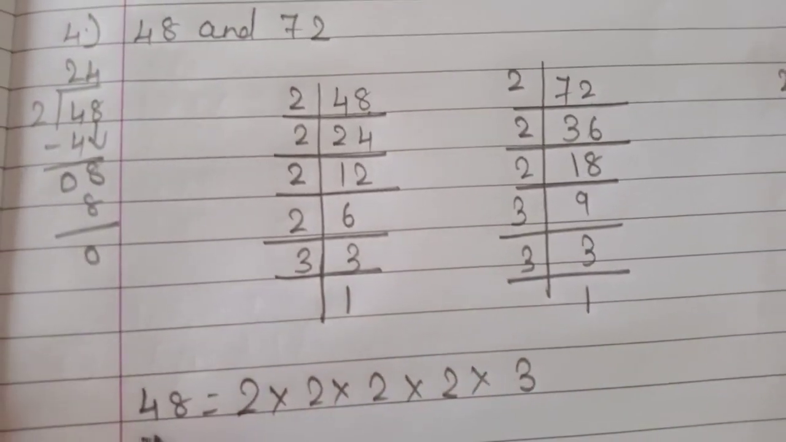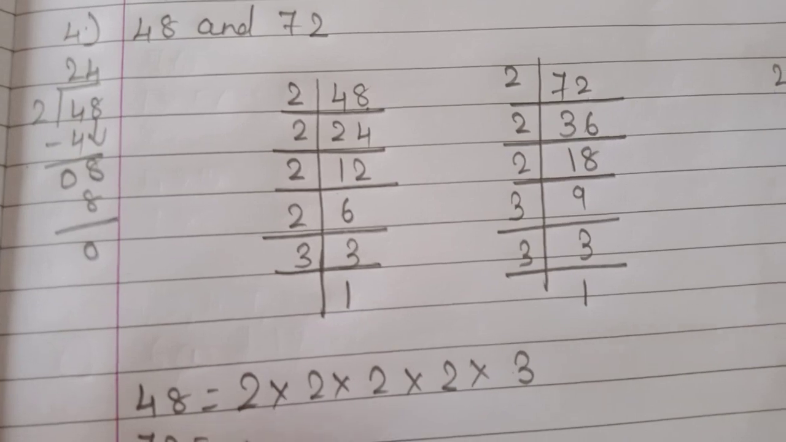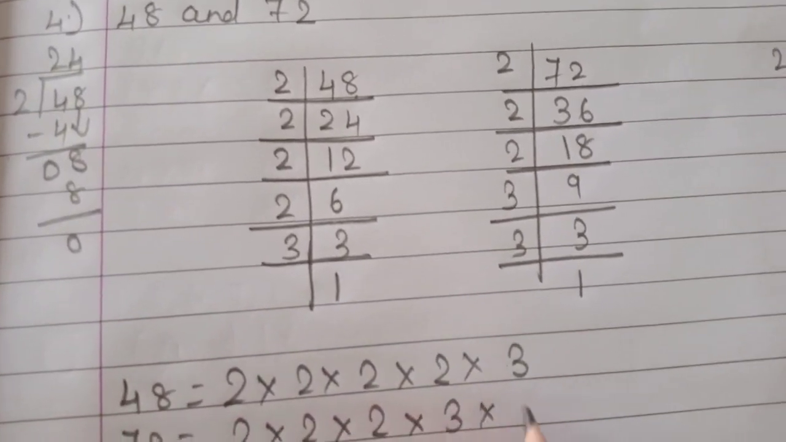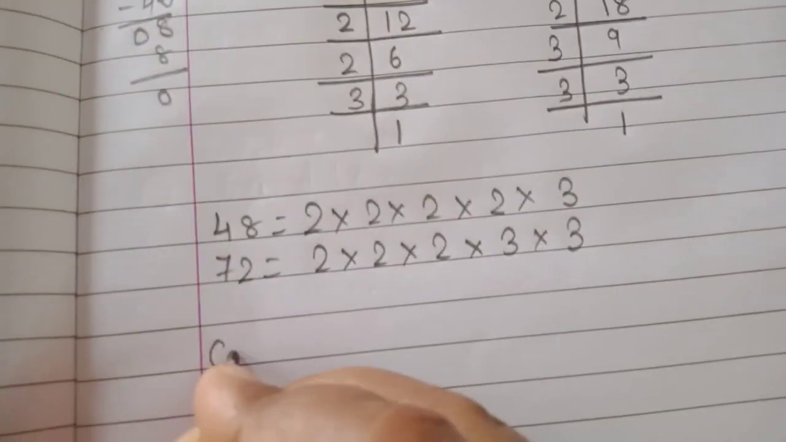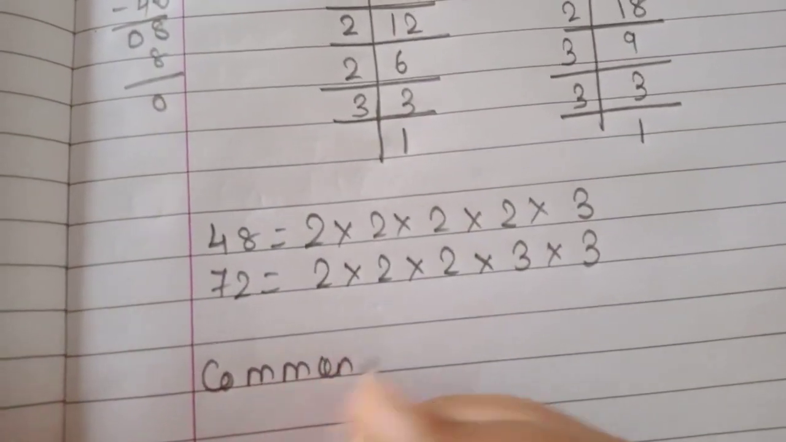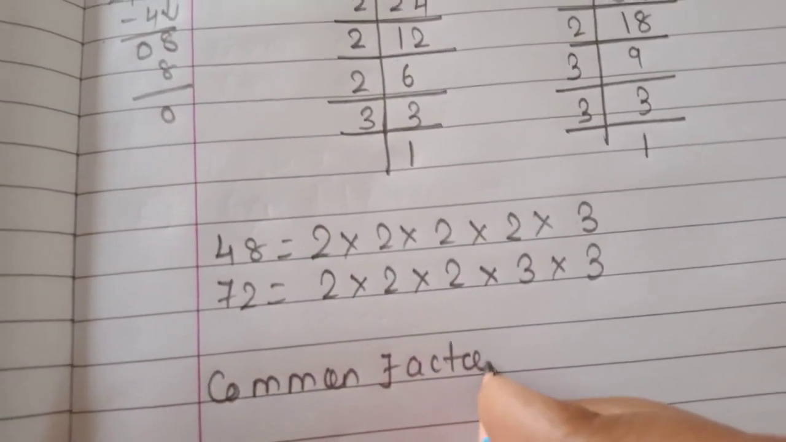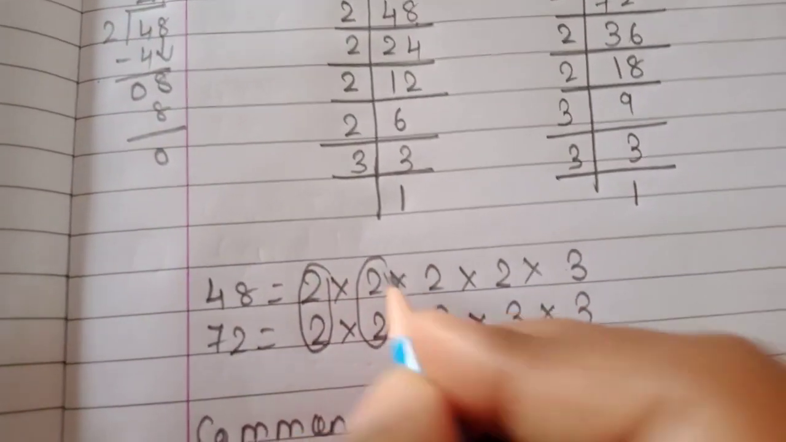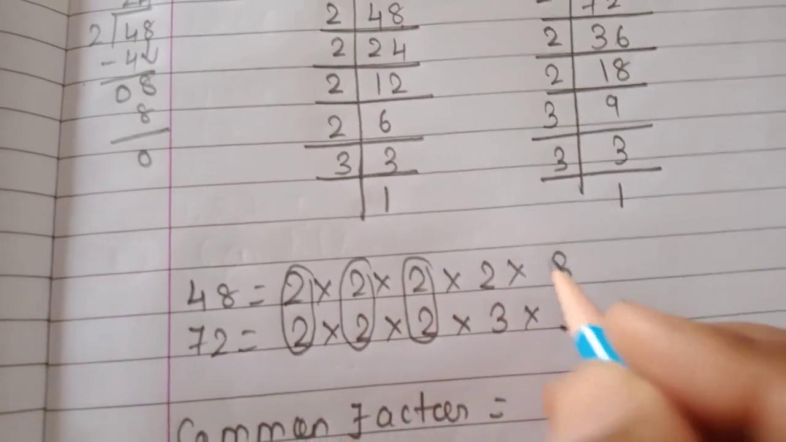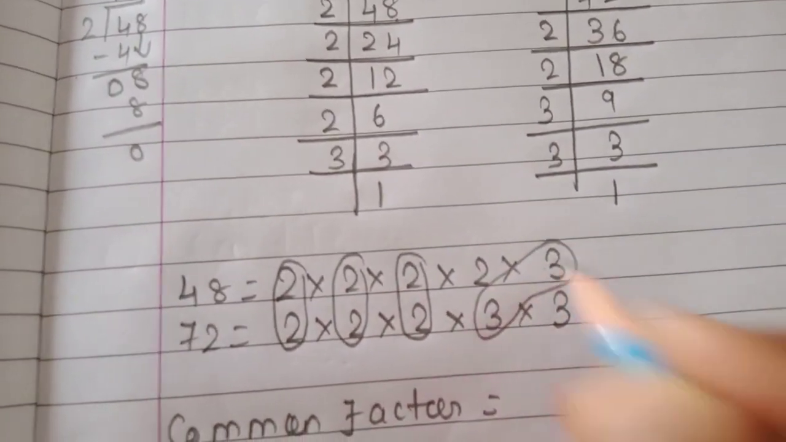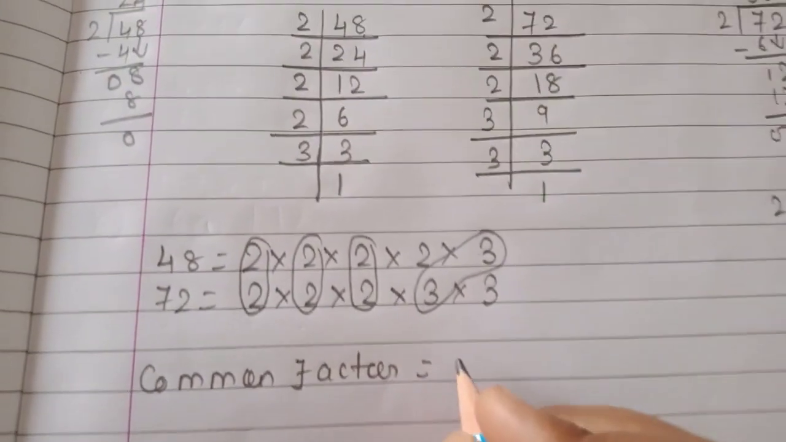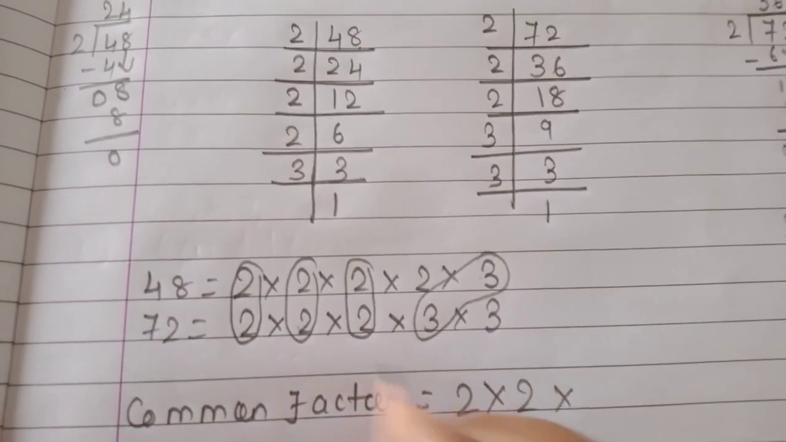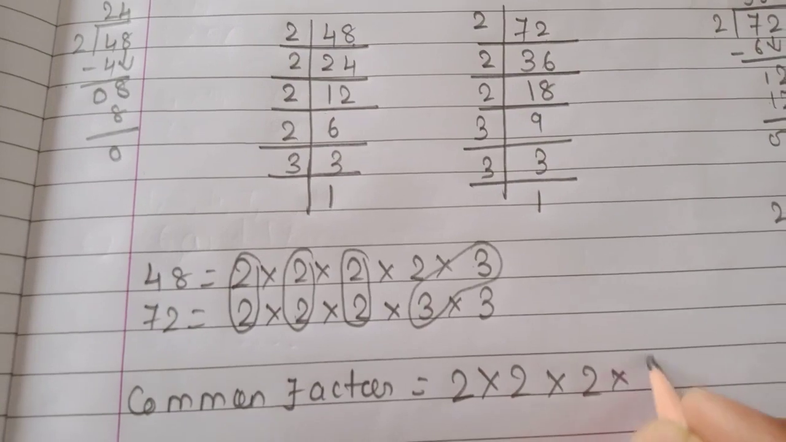Now for 72, 2 multiplied by 2 multiplied by 2 multiplied by 3 multiplied by 3. Now we have to take out the common factors. Which are common? 2, this 2, and 3. So we will write the common factor only one time: 2 for this, multiplied by 2 for this, 2 and 3.